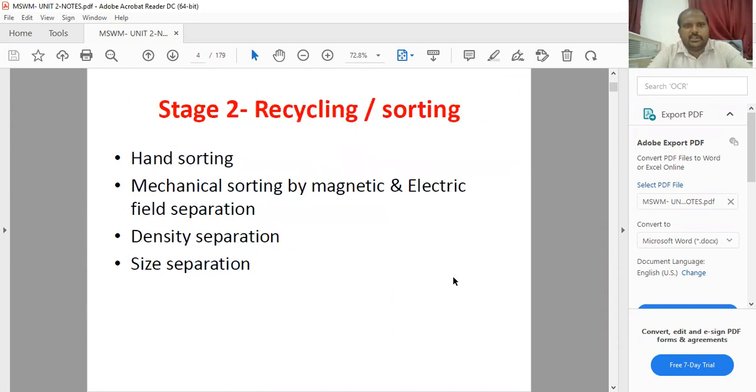Next one is recycling or sorting. In recycling, there is a lot of sorting involved, so we will see it one by one. First one is hand sorting. Second one is mechanical sorting by magnetic and electric field separation, density separation, and size separation.